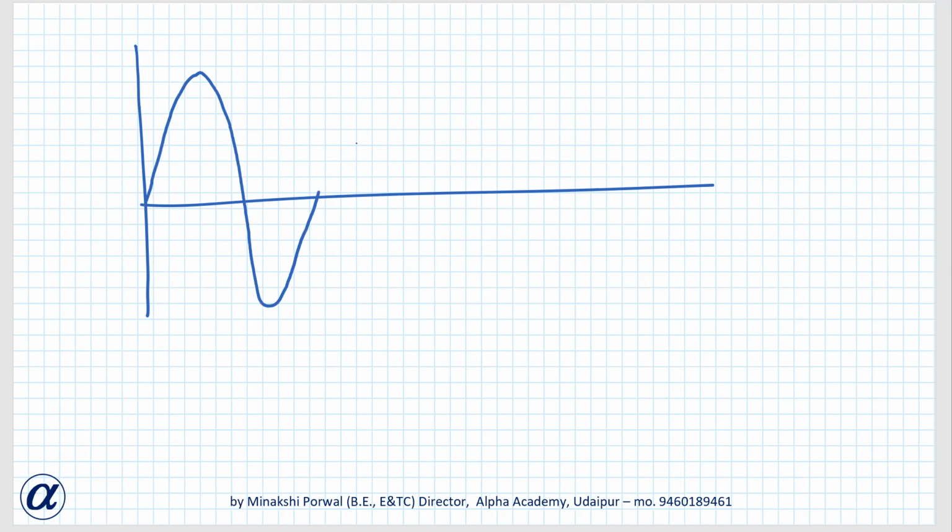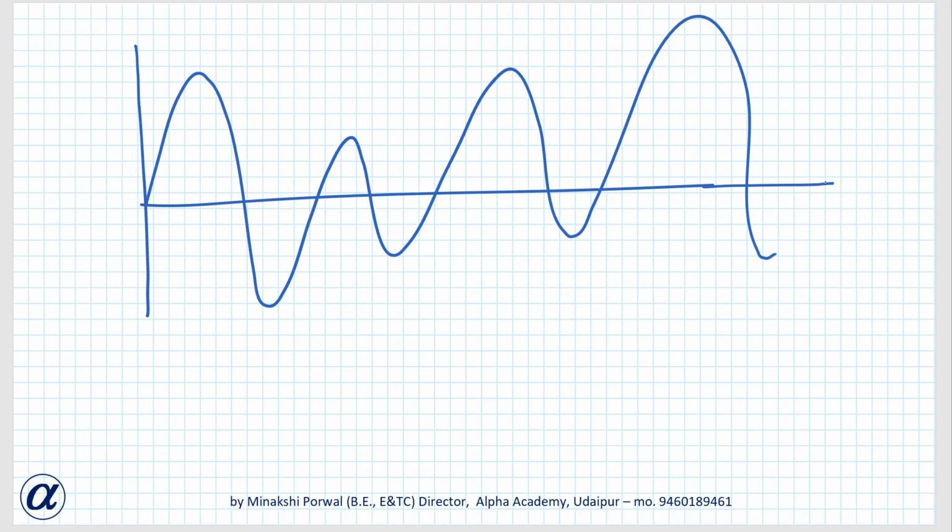Now actually a function can have any type of waveform. Suppose we plot a function this way, so there can be multiple maximum values and multiple minimum values, like here could be a maximum value. If I restrict my domain to this much only, then this will be the maximum value. If we restrict our domain to this much, this will be the maximum value. If we restrict our domain to this much, it will be the maximum value.